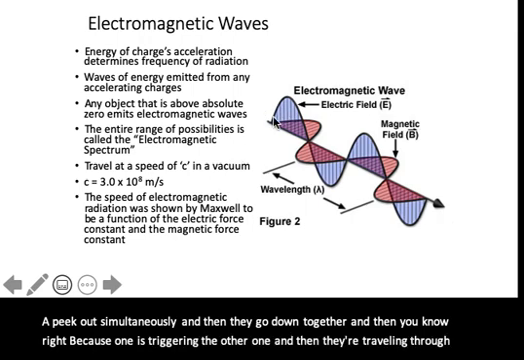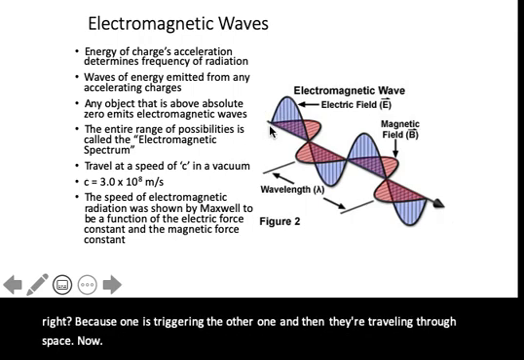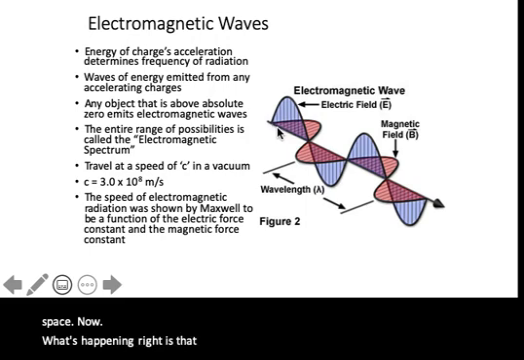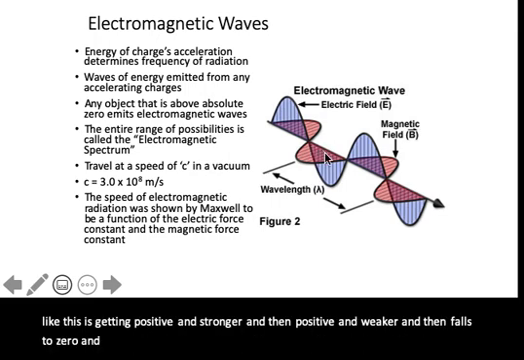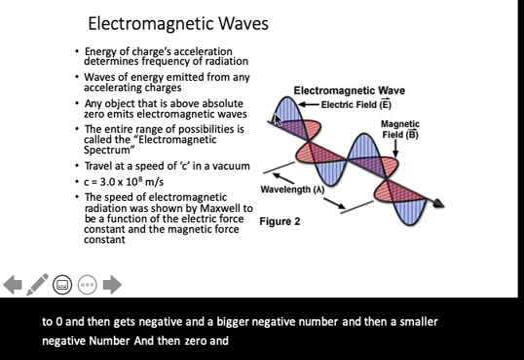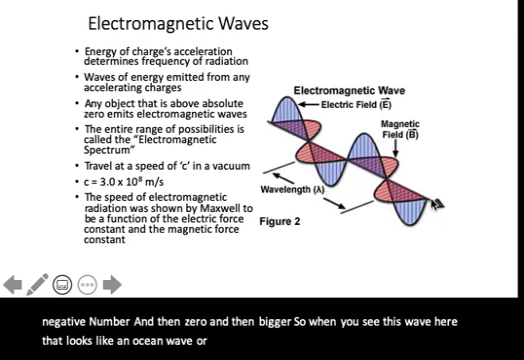Now, what's happening is that the electric field strength, as you go through space like this, is getting positive and stronger, and then positive and weaker, and then falls to zero, and then gets negative and a bigger negative number, and then a smaller negative number, and then zero, and then bigger. So when you see this wave that looks like an ocean wave or a wave on a string, it's a little bit misleading, right?